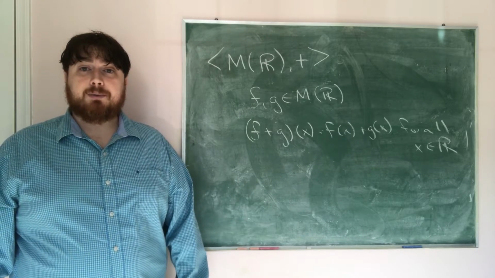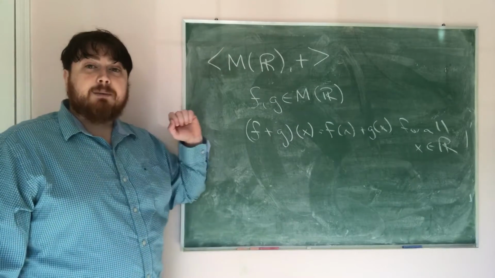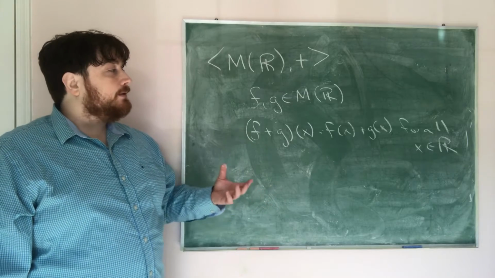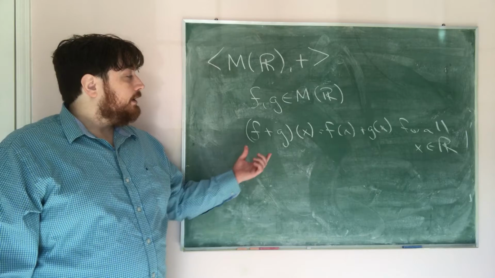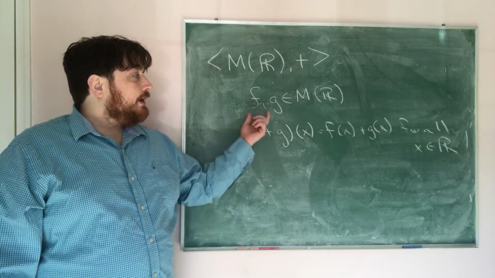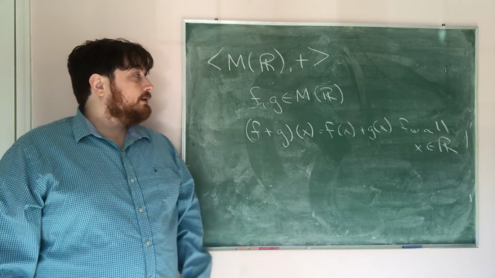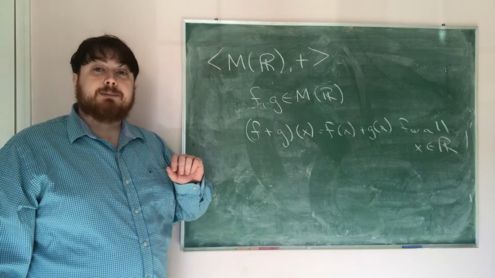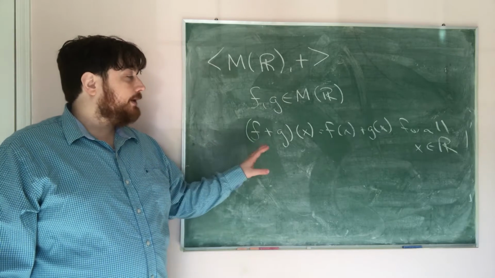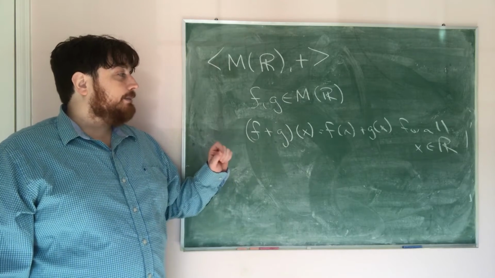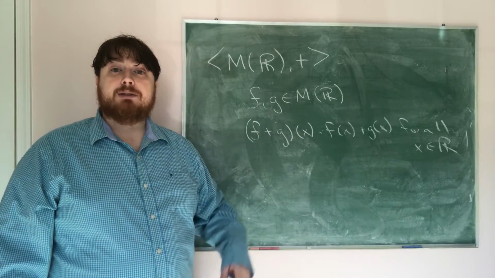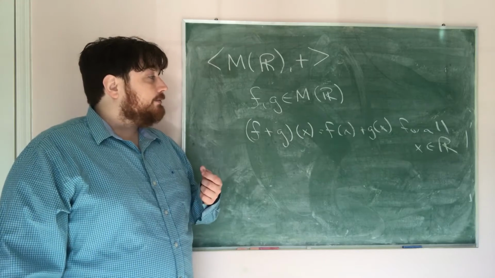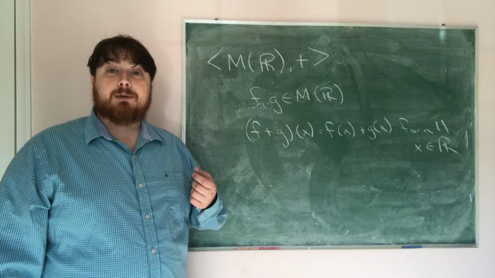Alright, so to begin with, what we want to look at is the set of mappings from the real numbers to the real numbers under addition, so we should give a formal definition of what addition is. In particular, if we have two mappings from the real numbers to the real numbers, say f and g, then we're going to define f plus g as the mapping which sends x to f of x plus g of x. And so it would be the normal addition for mappings on the set of real numbers.